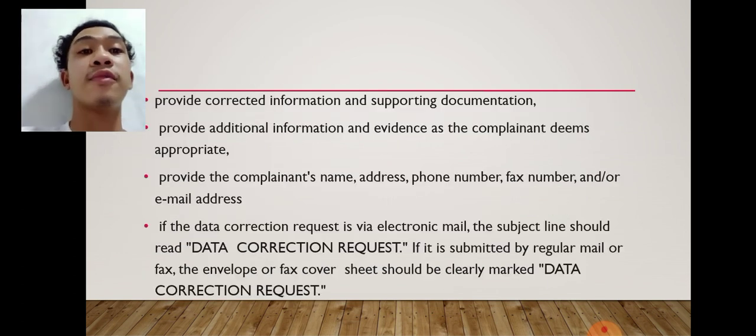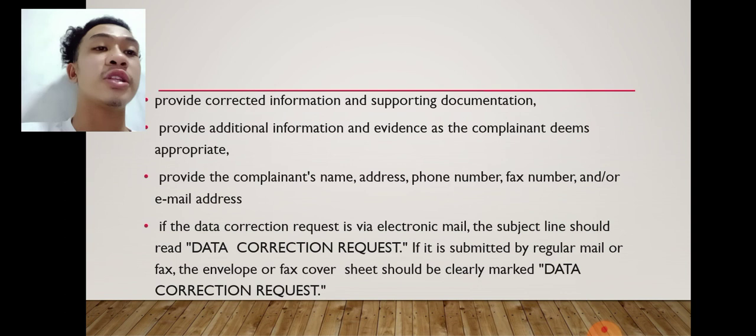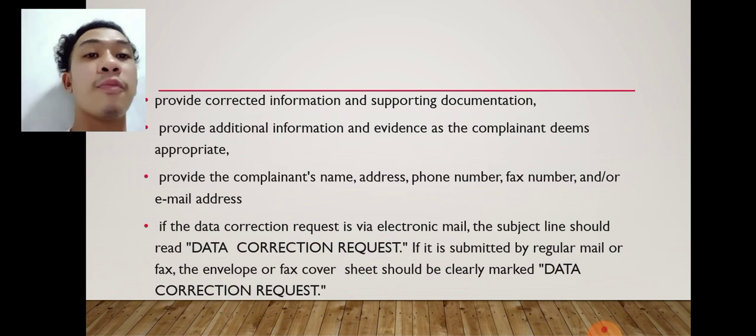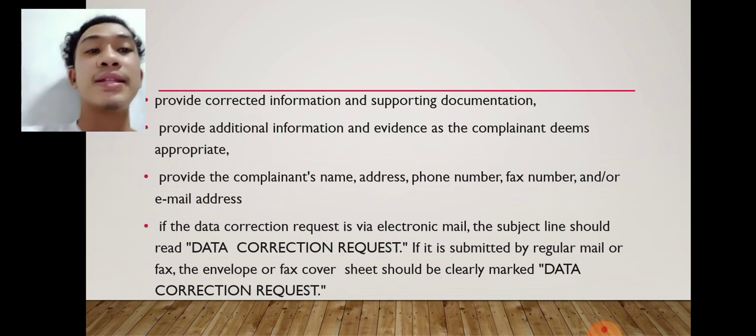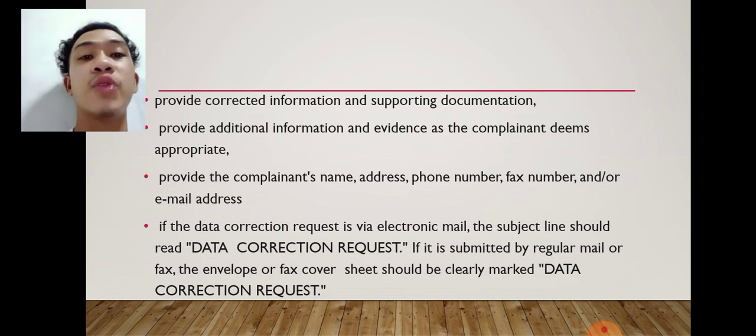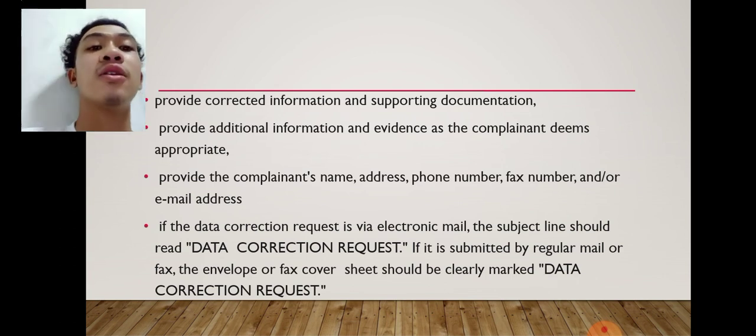Provide corrected information and supporting documents. Provide additional information and evidence as the complainant deems appropriate. Provide the complainant's name, address, phone number, fax number, and/or email address. If the data correction request is by electronic mail, the subject line should read data correction request. If submitted by regular mail or fax, the envelope or fax cover sheet should be clearly marked data correction request.